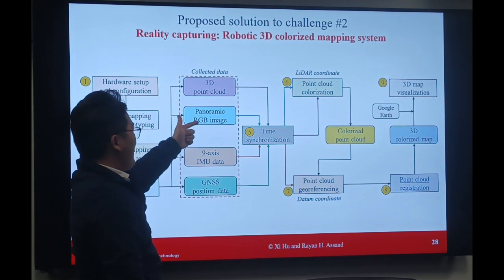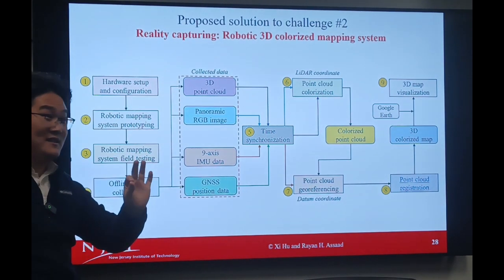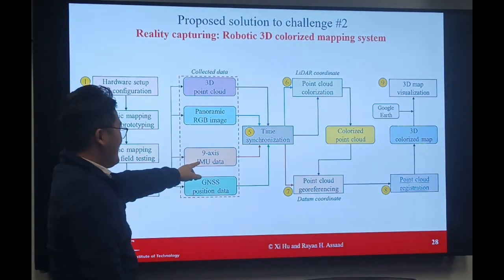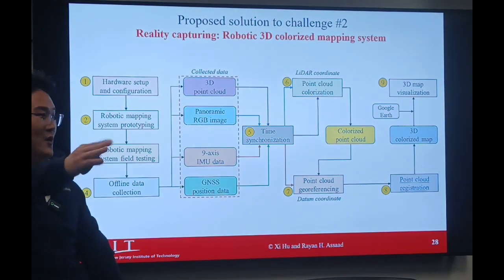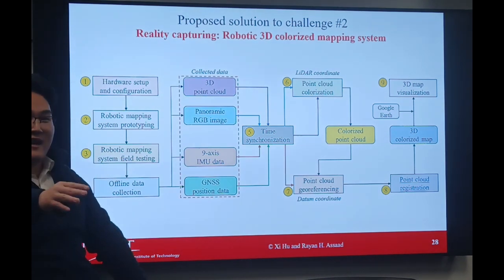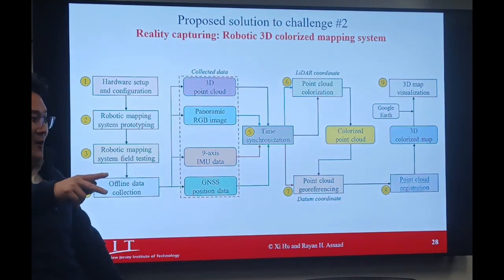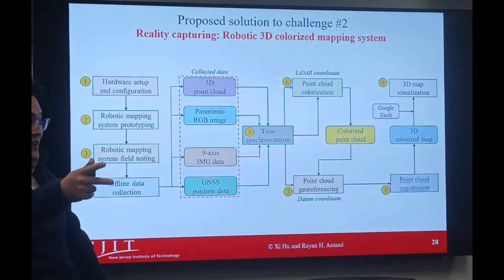Panoramic RGB image is from the 360 degree camera system. And then the IMU, it's a motion sensor. When you move, it can detect the change of your motion, how many degrees the angle changed, something like that.